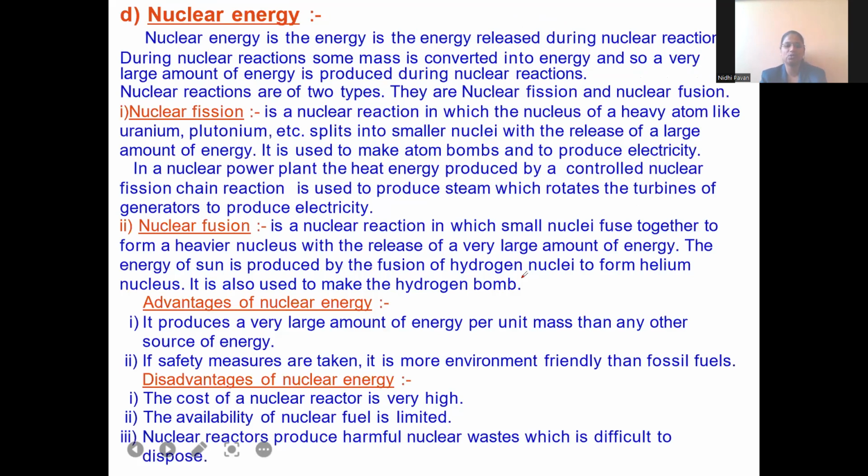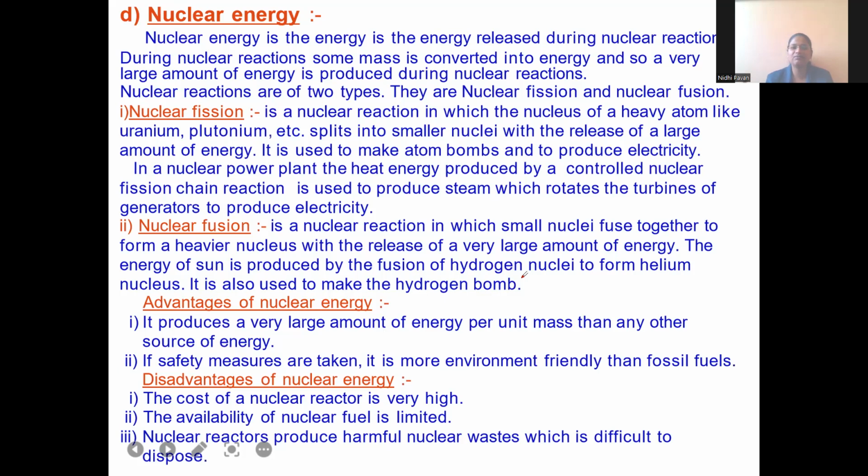The next one is nuclear energy. This energy is released during nuclear reaction. So what does nuclear reaction mean? It gives a very enormous amount of energy. Some mass of the substance will be converted into energy, so a very large amount of energy is produced during nuclear reaction. We have two types in this: one is nuclear fission, the other one is nuclear fusion.